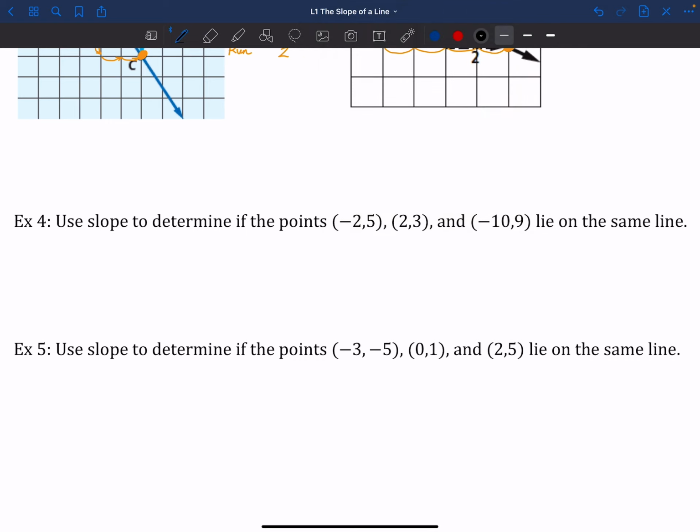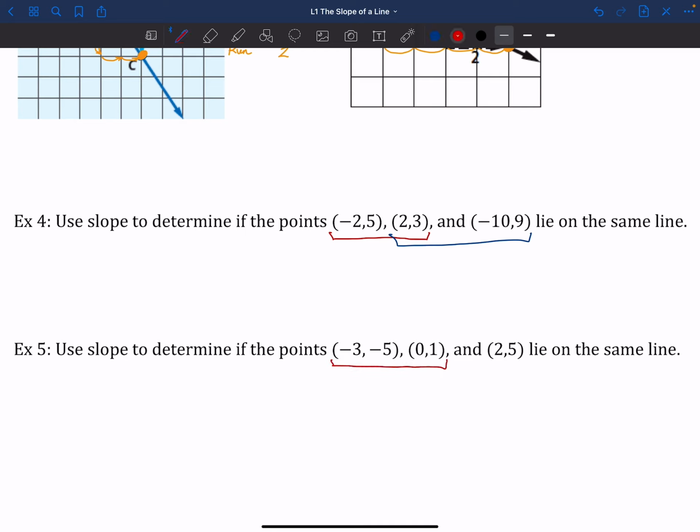So if we were trying to use slope to determine if the points -2, 2, 3, and -10, 9 were on the same line, then all we would do is pair them up, and then figure out the slopes. We would want to make sure that the slope between these two matches the slope between these two, because it's a constant rate of change when we're talking about slope. So if the slopes match for those two different sets of points, then we can call them all on the same line. Same thing goes for these ones.